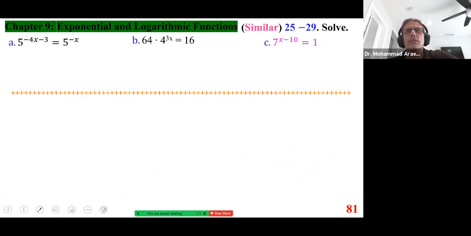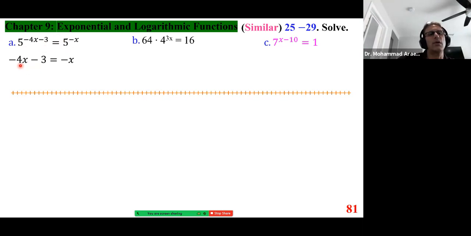A few equations quickly. If we look at these cases, they're fairly simple. In part A, notice they have the same base, so they must have the same exponent. Set the exponent equal. This is a very easy case. Minus 4x goes there, becomes positive 4x, and minus x is 3x. X becomes negative 1. I'm assuming from here to here, you can handle it. It's not a big deal.